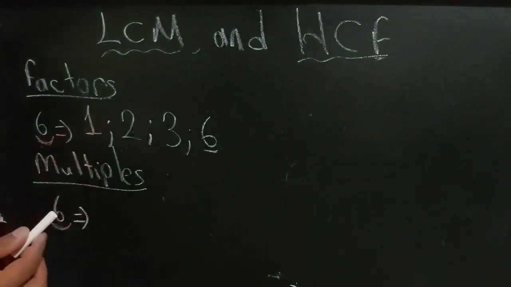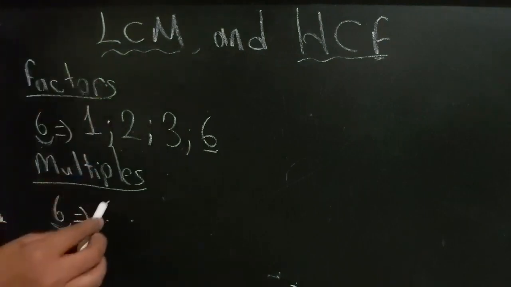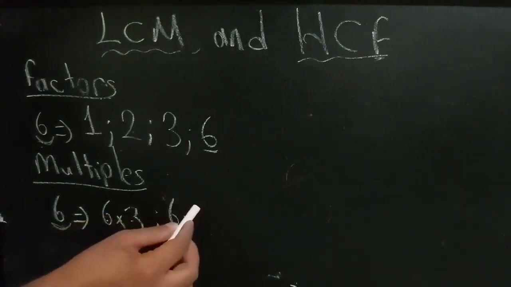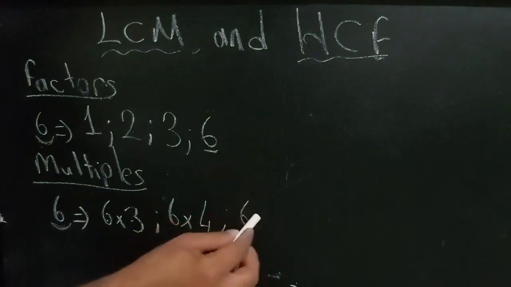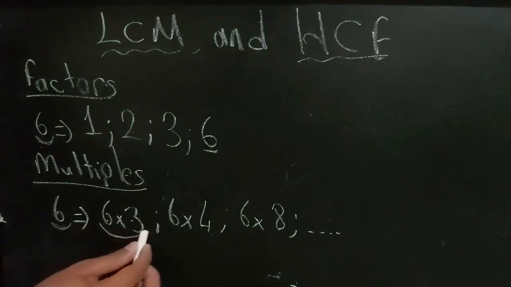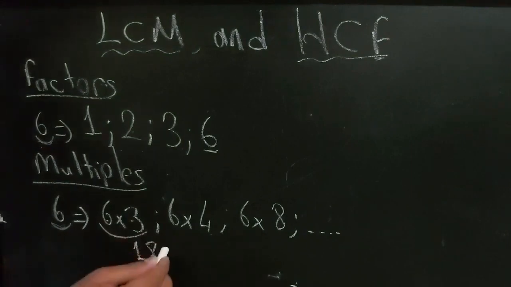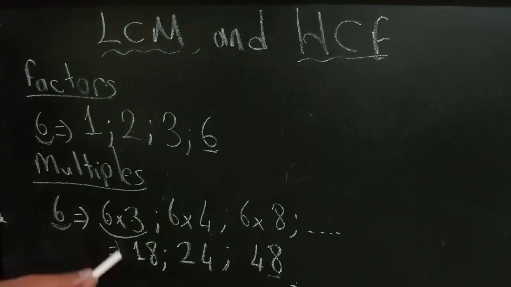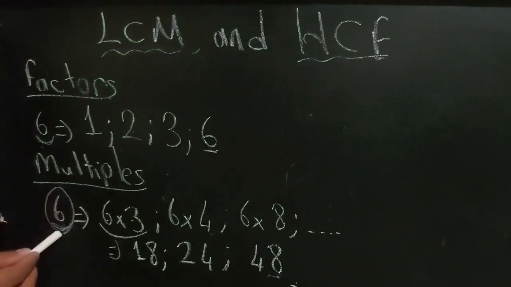And multiples, now you can write infinite numbers there, because you can multiply your number by any number till infinity. For example, 6 times 3, 6 times 4, 6 times 8, any number, it goes to infinity. You will write the value of this, 18, value of this, 24, and value of this, 48. See, these numbers are multiples of 6.